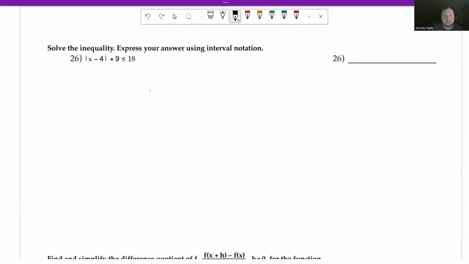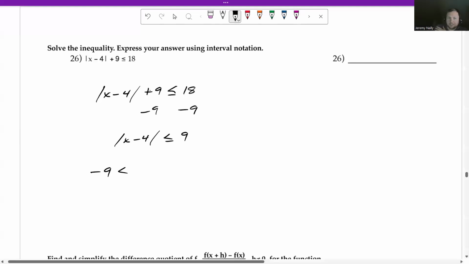Okay, solve the inequality, express your answer using interval notation. So I have the absolute value of x minus 4 plus 9 is less than or equal to 18. We want to get the absolute value by itself. And if it's a less than or equal to, then that becomes the sandwich, where you can rewrite that as -9 less than or equal to x minus 4 less than or equal to 9. And then you can work on each part simultaneously.